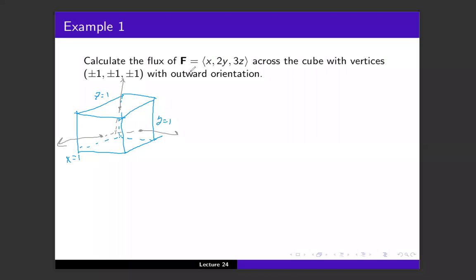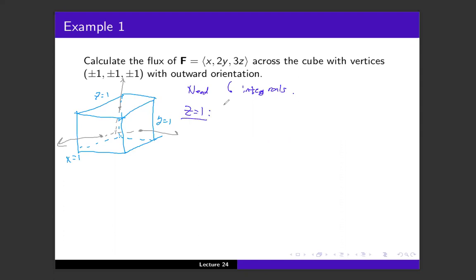We want to know about the flux of this vector field across this cube. Well, one little obstacle here is that this cube has 6 faces, which means we're going to have to do 6 different integrals, which might sound kind of cruddy, but it turns out that these surfaces are very easy to work with because they're graphs of constants. So we need to do 6 different integrals, one for each face. So let's start off with z equals 1.